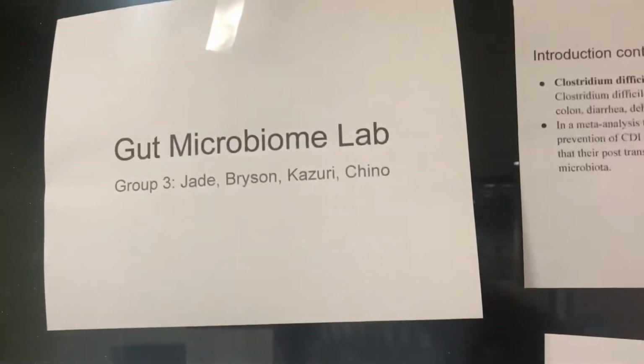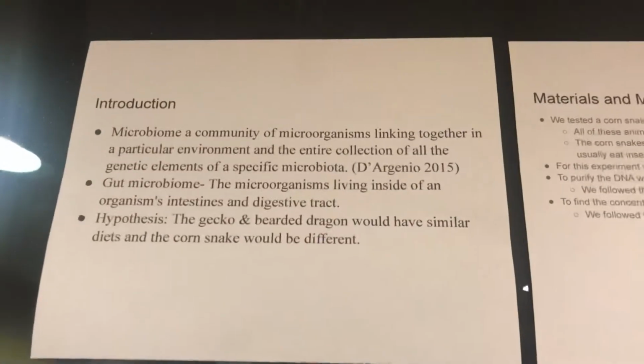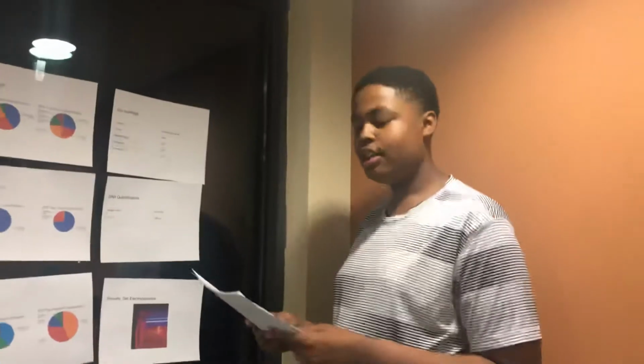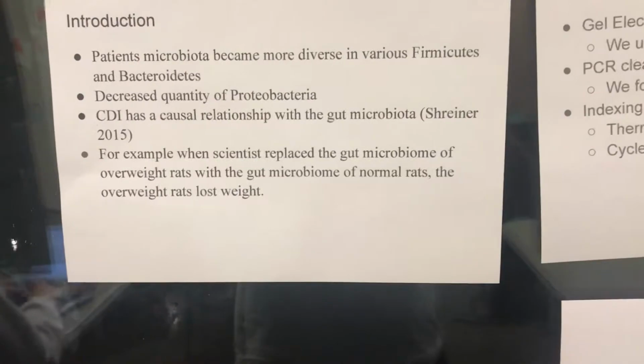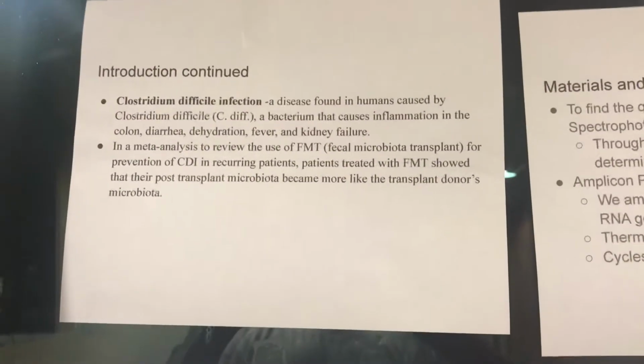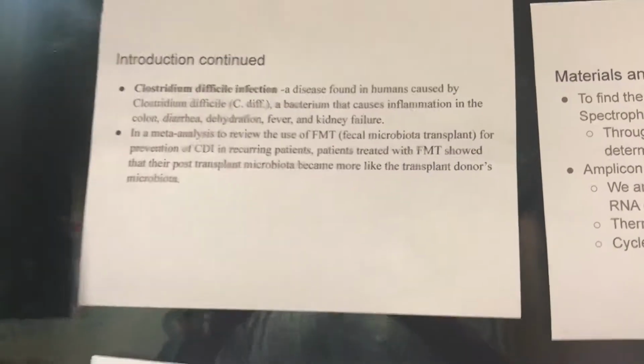So, microbiome is microorganisms living in a particular environment. The gut microbiome are the microorganisms found in the gut. And the relationship between gut microbiome and physiological conditions. One example is scientists replaced gut microbiomes of obese rats with normal rats, and it made the obese rats lose weight. The second example was fecal microbiota transplant was used to help with Clostridium difficile. This helped prevent liver failure.